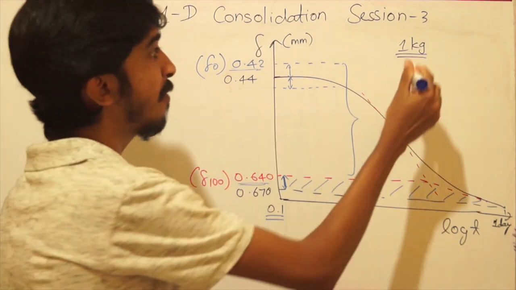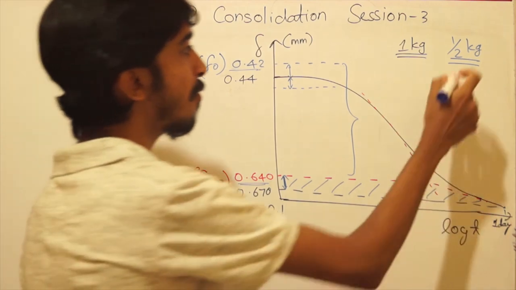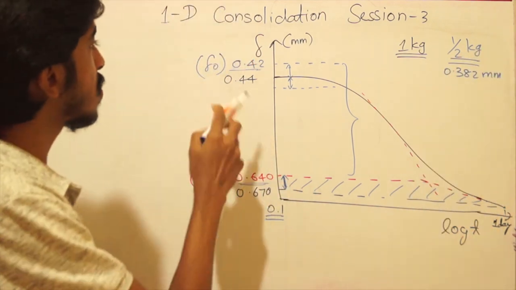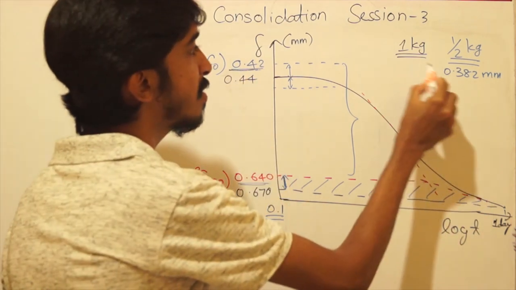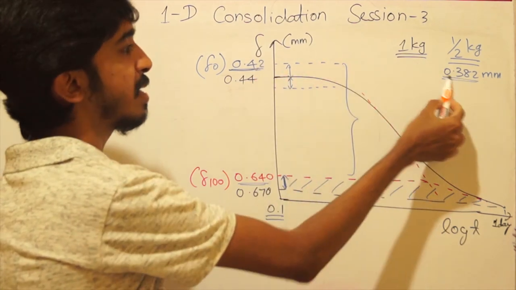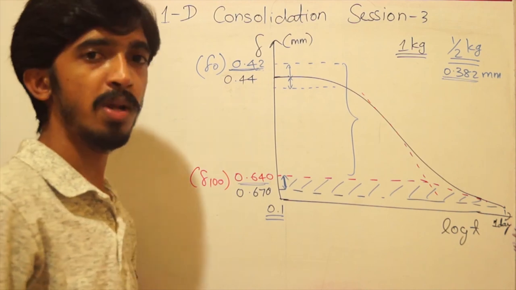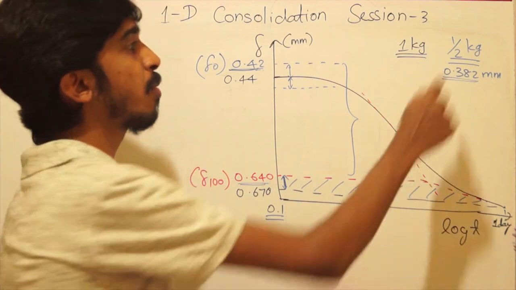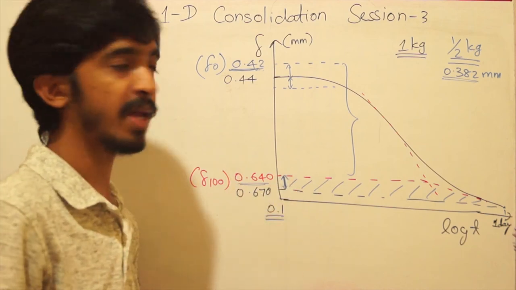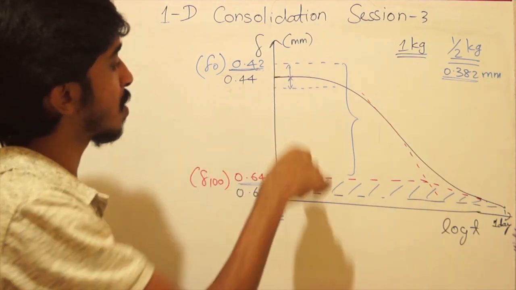But actually, before loading 1 kilogram, we had loaded 0.5 kilogram according to our loading sequence. At the end of this 0.5 kilogram loading, our settlement was 0.382 mm. So the primary consolidation starts at 0.42, but this 1 kilogram loading sequence starts when the settlement is 0.382. Why is there a variation here? This is due to the initial settlement. This initial settlement has occurred due to the air removal in the sample, which could not be removed by the 0.5 kilogram load. When there is a 1 kilogram load on the sample, some more air is extracted out and filled by water, and there's an immediate settlement. Then the primary consolidation starts and ends with the secondary consolidation values.